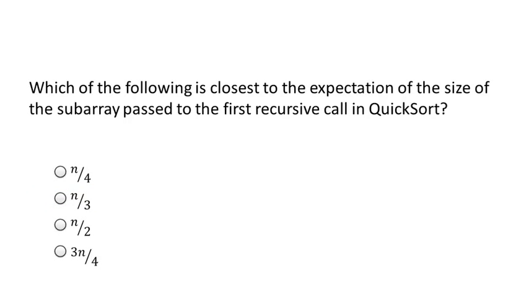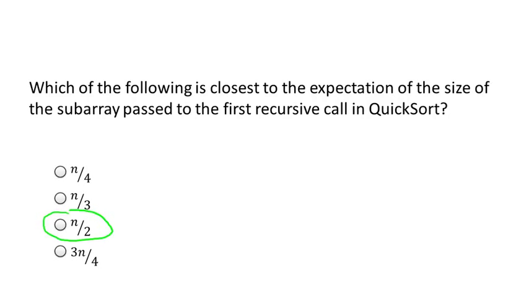So the second quiz covers the second random variable we identified. So now we're back to quicksort and the random pivot chosen in the outermost call. And the question is, how big on average, in expectation, is the subarray in the first recursive call? Equivalently, on average, how many elements are going to be less than the randomly chosen pivot?